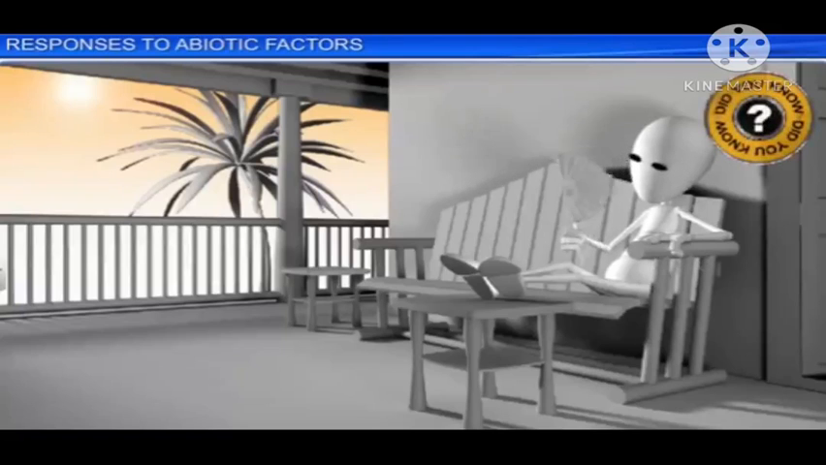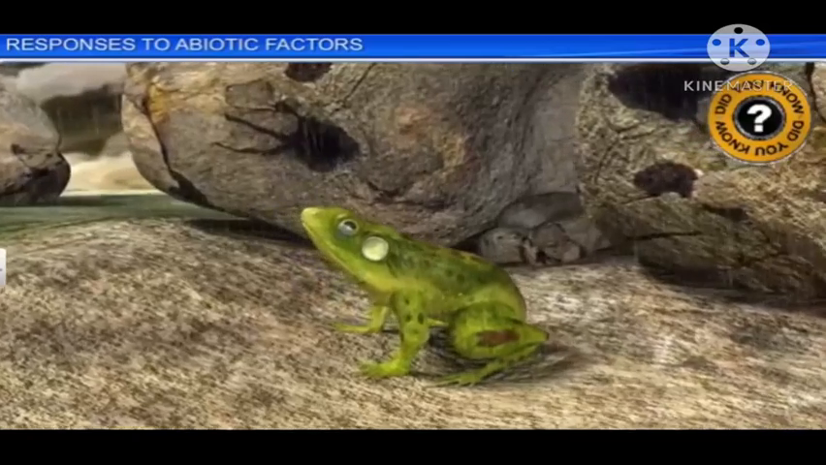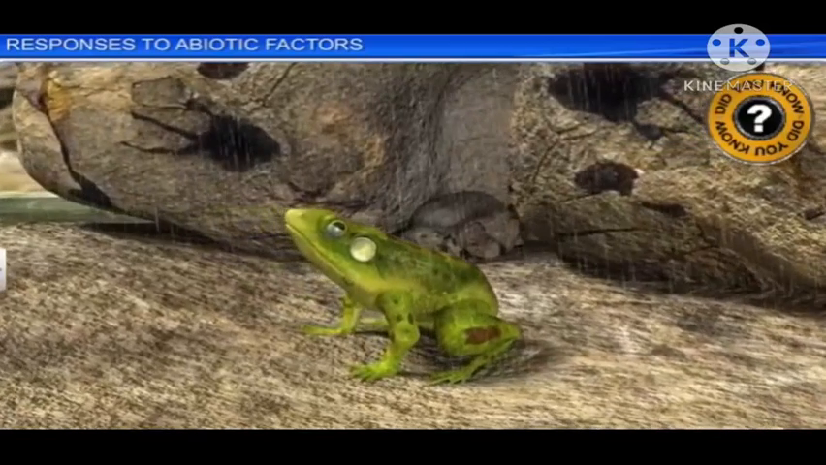Did you know that sweating in summer, shivering in winter, and seeing frogs in the rain and not in summer or winter are all responses to changing abiotic factors?